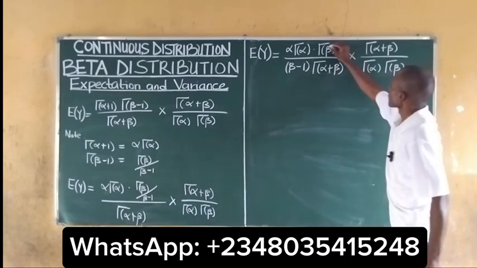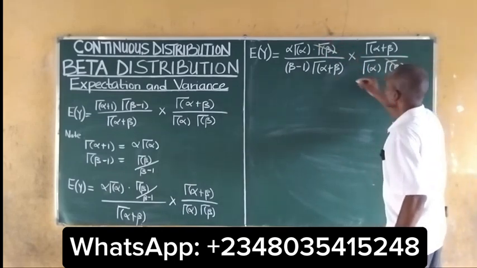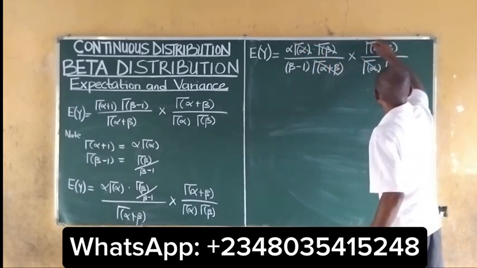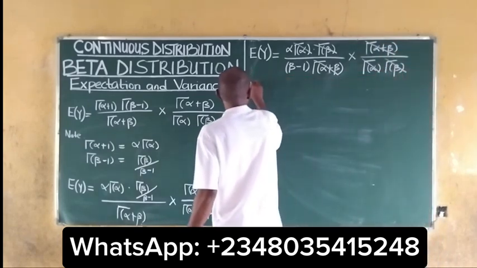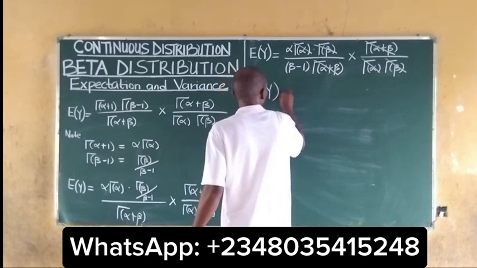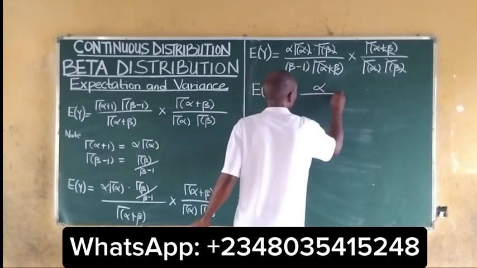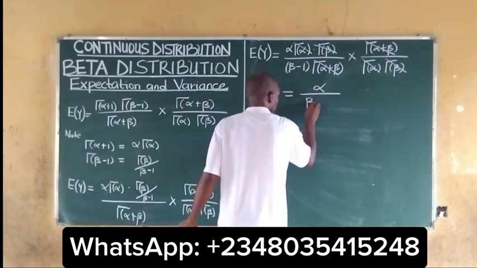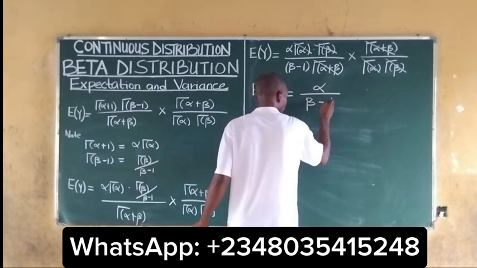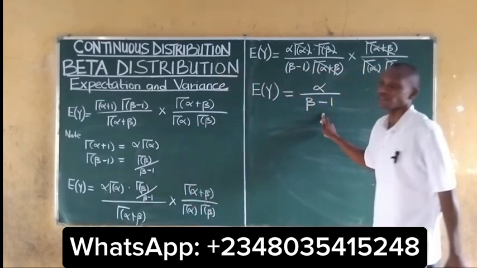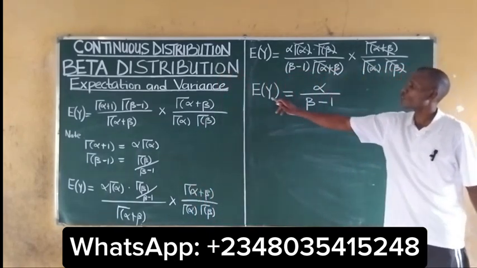Of course, this will cancel this. This will also cancel this, while this function will cancel this function. So it then means that our expectation of y is equal to alpha, which is remaining here, all over beta minus 1. So this is what we get for the expectation of y.